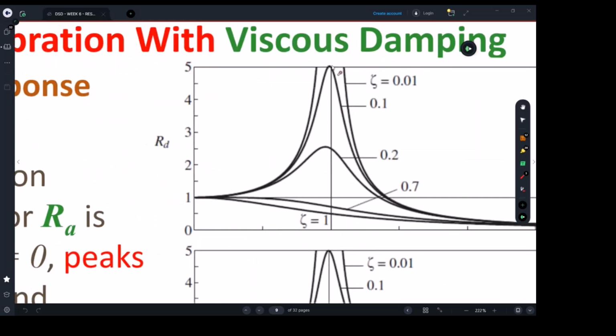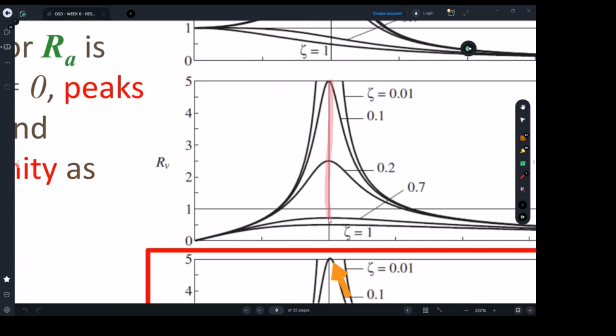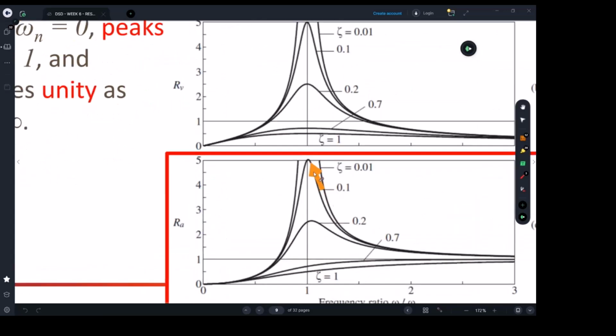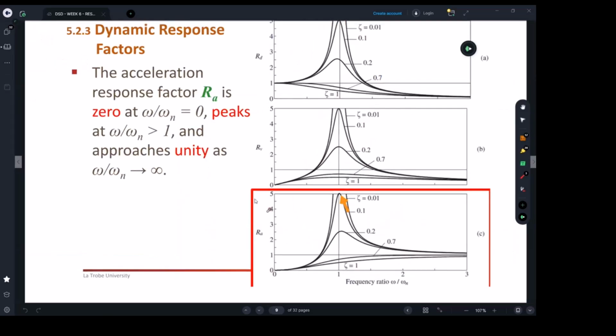The displacement curve usually peaks before the frequency ratio of 1. If the curve is peaking at the 1 unit frequency ratio, then you should be able to recognize it is a velocity response. The acceleration response happens after the 1 ratio between the forcing frequency and the natural frequency. And the same thing with infinity.